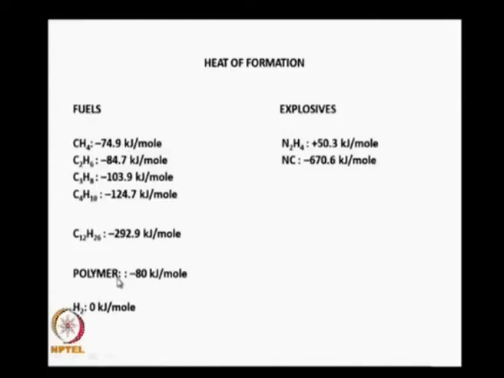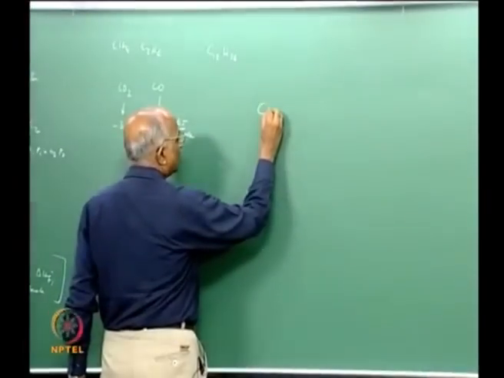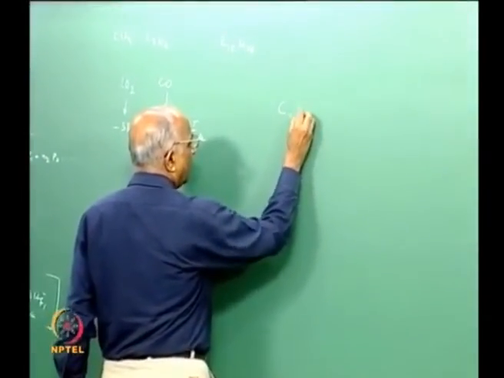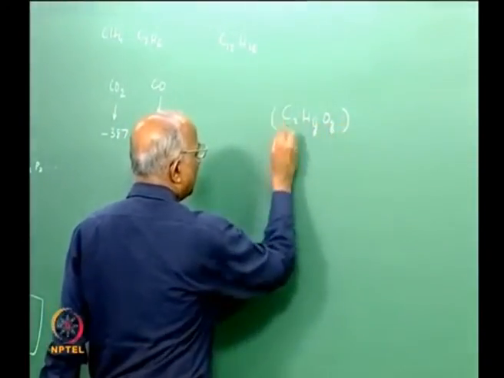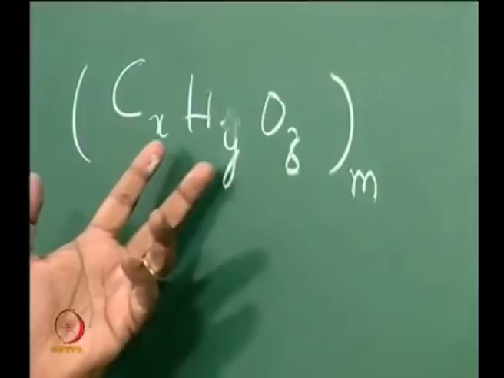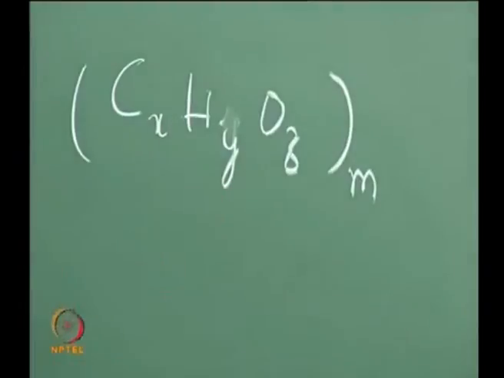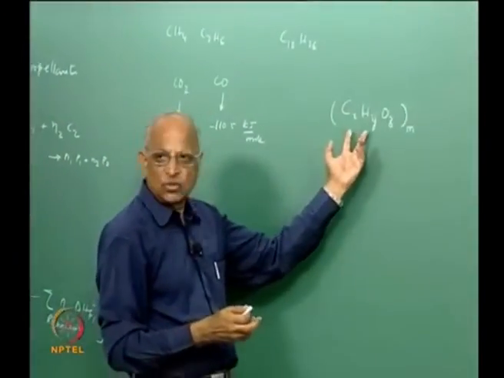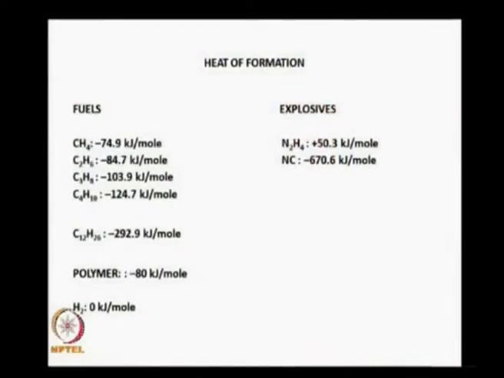If I have a polymer, what is a polymer? Polymer is a slightly different animal in the sense we are looking at something like a chain which consists of maybe CxHyOz, and it keeps on as chains, maybe m times. It keeps on proliferating like this. We find that the heat of formation of some of these polymers, and we will look at polymers in some detail like polybutadiene and all that when we deal with solid propellants, have a heat of formation as shown in this slide as something like minus 80 kilojoule per mole.